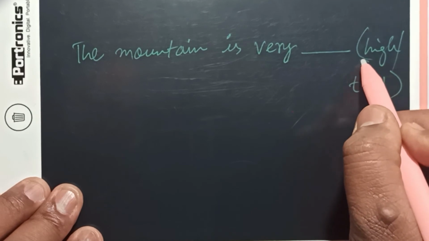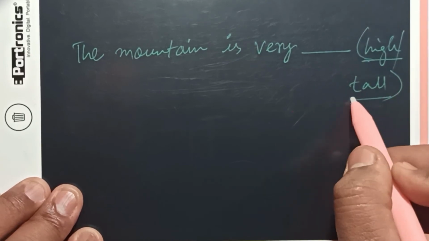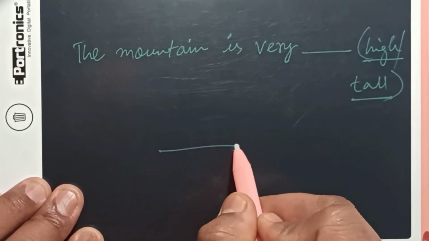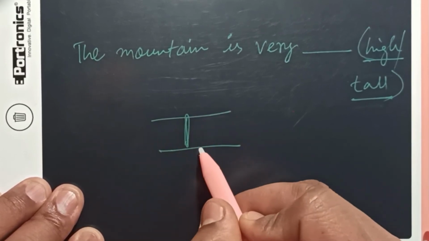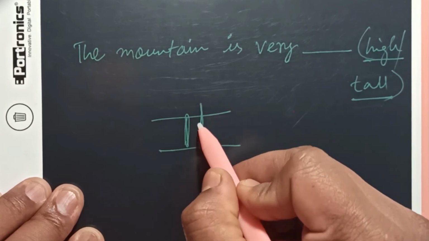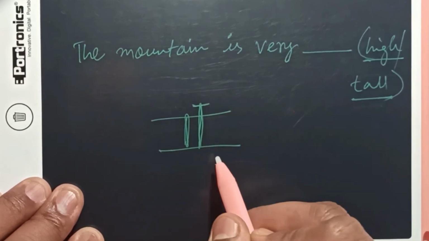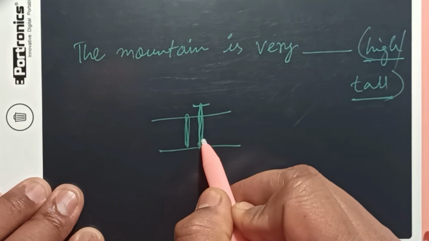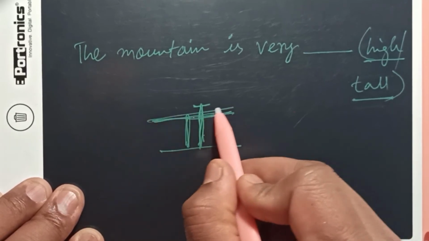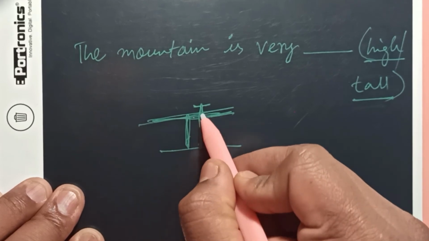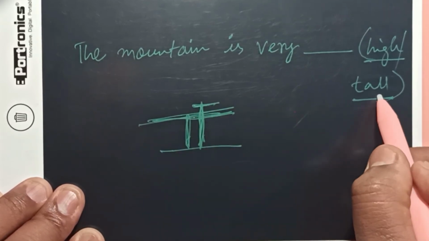Now let's see the difference between high and tall. Tall means, suppose you have an average height. This is the average height, and if something is a little taller than that, higher than that, then we call it tall. Something above average height, that is your tall.